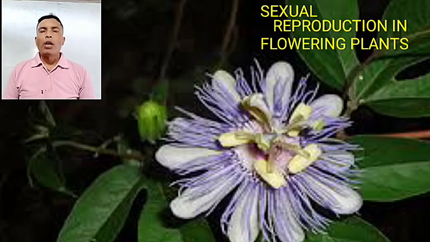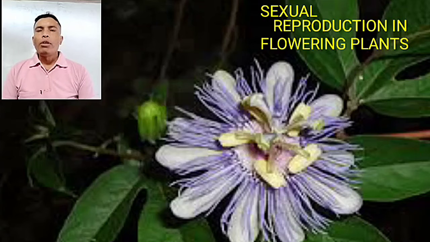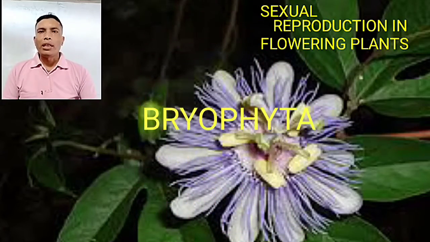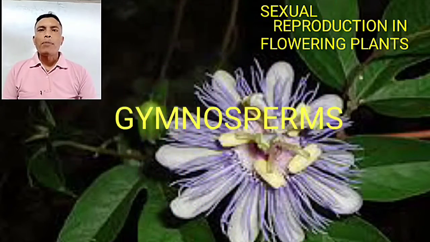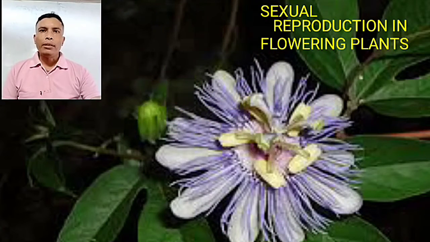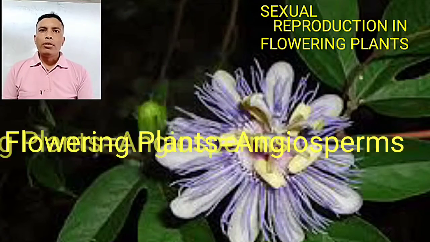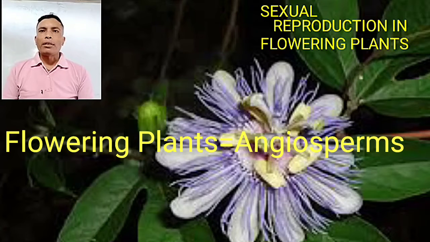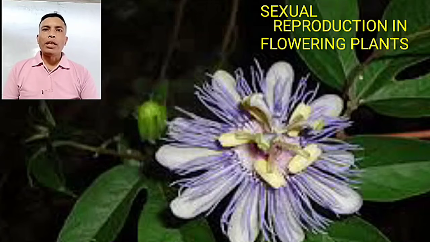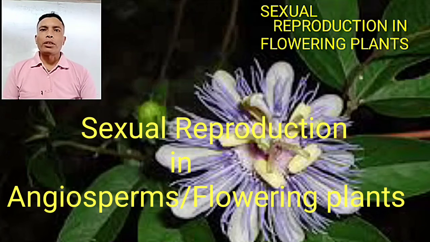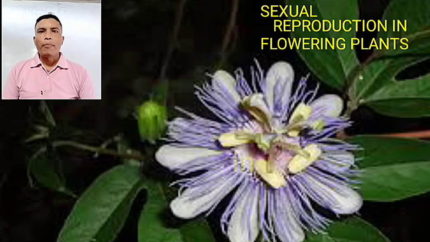Hello students, now we are going to learn a new chapter, sexual reproduction in flowering plants. You have learned in the previous class that all the plants are grouped into 5 divisions: Thallophyta, Bryophyta, Pteridophyta, Gymnosperms and Angiosperms. Right? We also know that all the flowering plants are included in the division Angiosperms. So the chapter we are going to learn is about sexual reproduction in Angiosperms, that is flowering plants, isn't it?